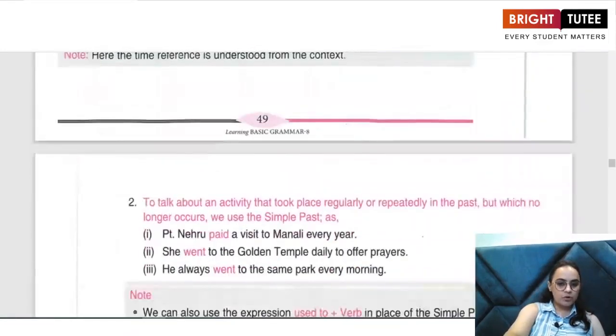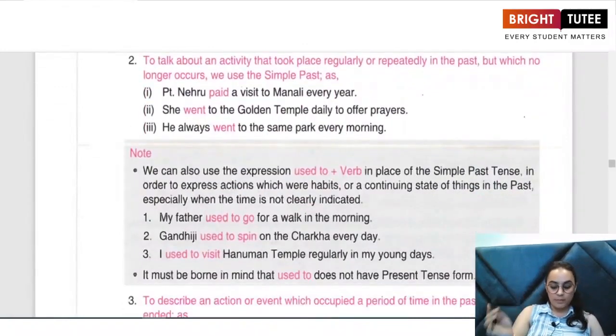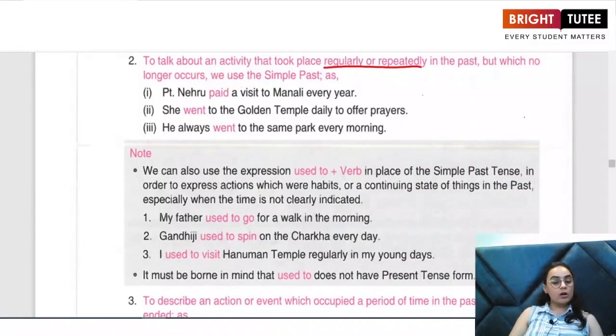Now the next usage of the simple past tense is to talk about those activities that take place regularly or repeatedly in the past, but which no longer occur. So those activities which took place in the past in a regular, repeated manner, but they no longer take place. For example, Pandit Jawaharlal Nehru paid a visit to Manali every year. Now this activity would take place in the past. No longer can it happen because Pandit Jawaharlal Nehru is now no more. And such events are described using the simple past tense.